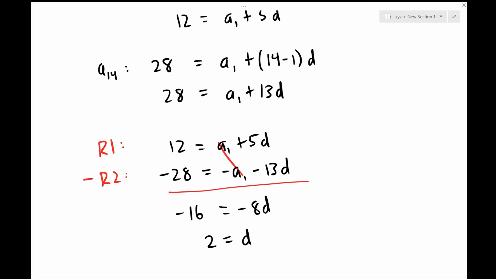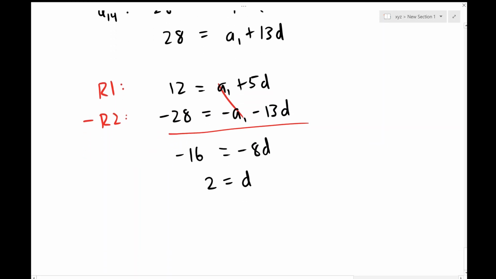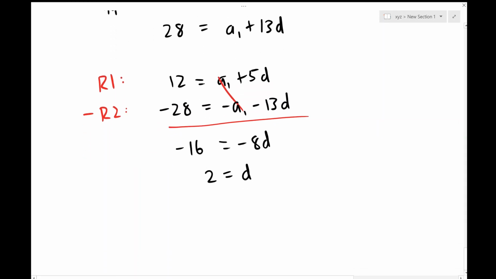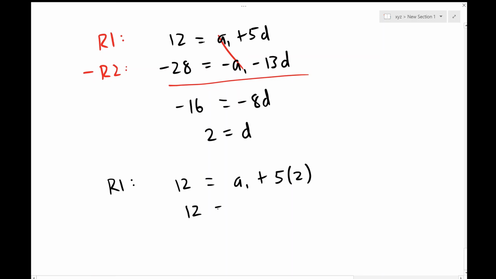Once again, I can find my first term by plugging this value for d back into one of the original equations. I'll go ahead and use R1 here. So we'll have 12 is equal to a1 plus 5d, so that's 5 times 2. So we have 12 is equal to a sub 1 plus 10. And so in this case, a sub 1 is also 2.